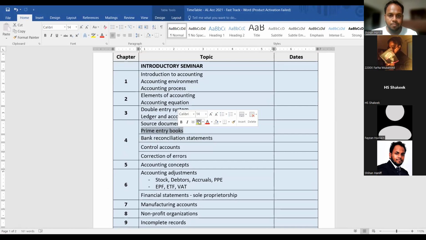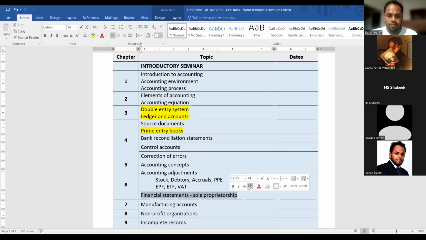Prime entry books. Because that is important before we do the past papers. Okay. So I will discuss double entry, ledger accounts, prime entry books, and also I'll discuss preparation of financial statements. So if we have that knowledge, it will be easy for us to do the past papers. So example 3, I'm going to do a complete process, a very important point.